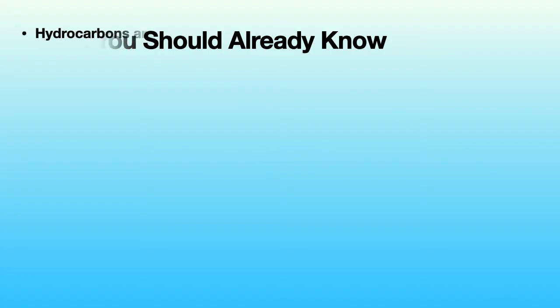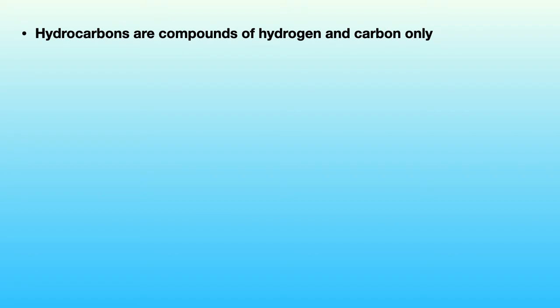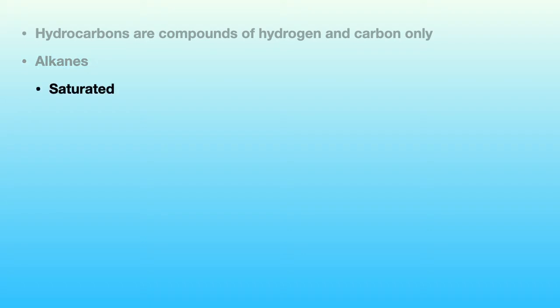Now you should already be aware of what the term hydrocarbon means. A hydrocarbon is a compound that contains only hydrogen and carbon. Now there's a whole bunch of families of hydrocarbons, one of which is the alkanes. Now the alkanes are saturated. That means a molecule of an alkane contains only single bonds. The general formula for alkanes is CnH2n+2. So, in a molecule of an alkane, however many carbon atoms there are, there'll be twice as many hydrogens plus 2.